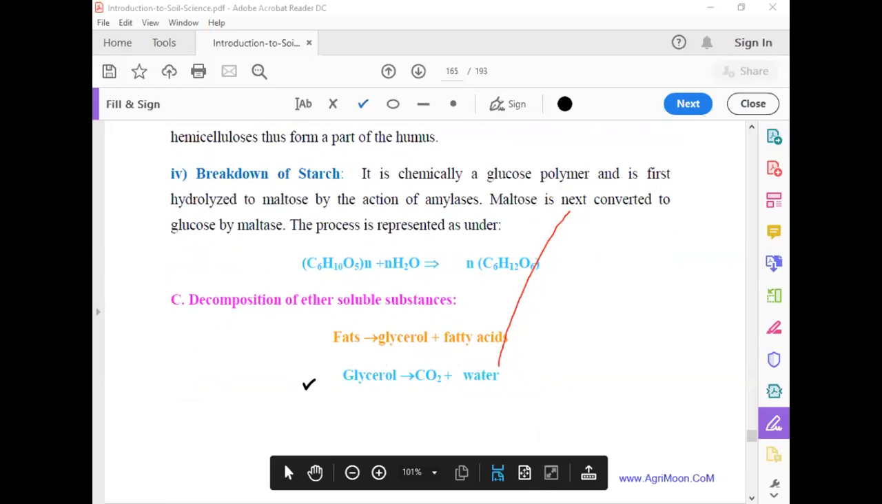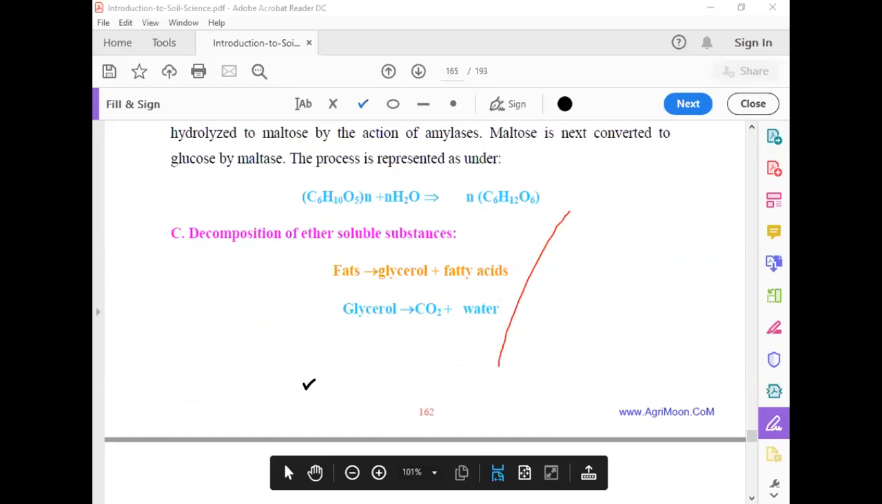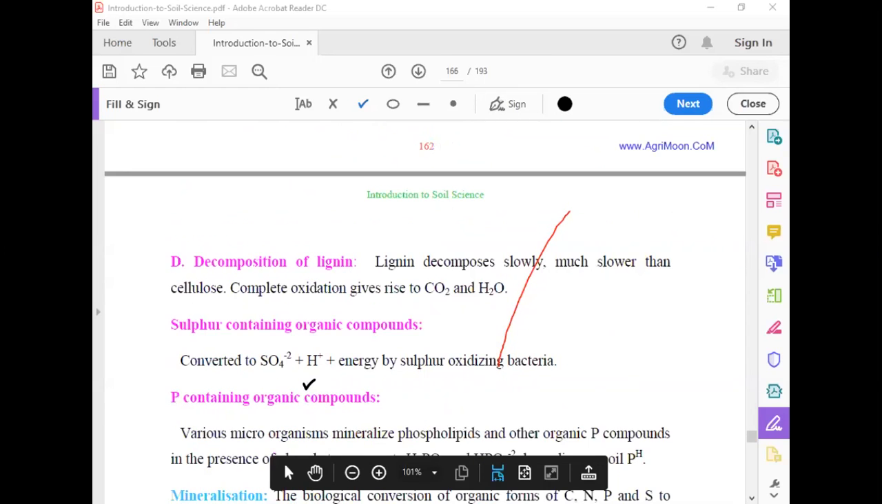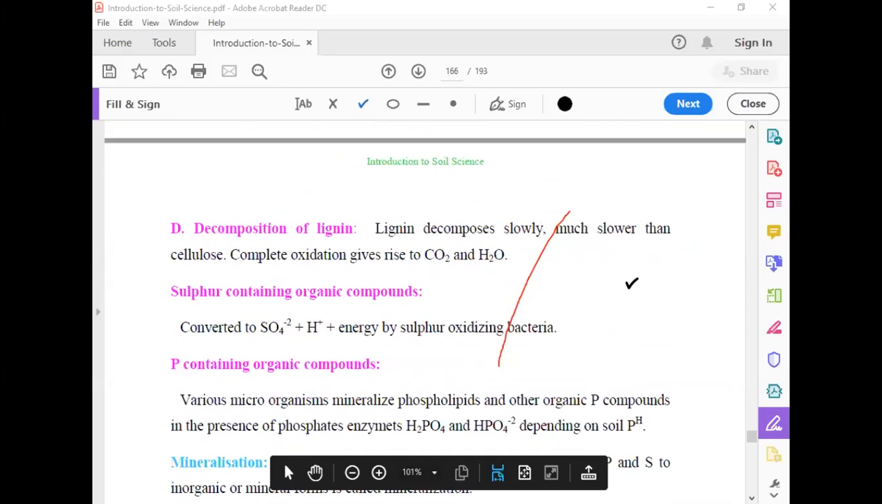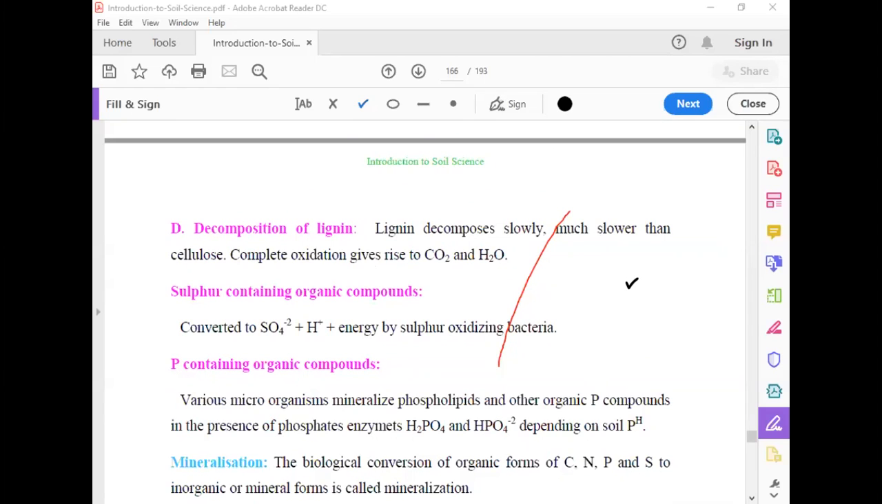Then ether-soluble substances. Then decomposition of lignin. It is a very slow process, much slower than cellulose. It undergoes complete oxidation giving rise to carbon dioxide and water.